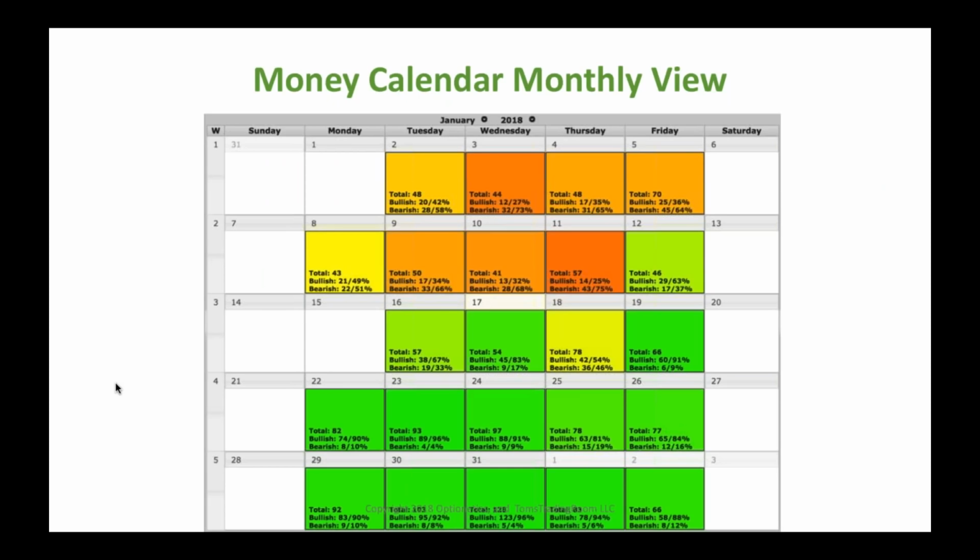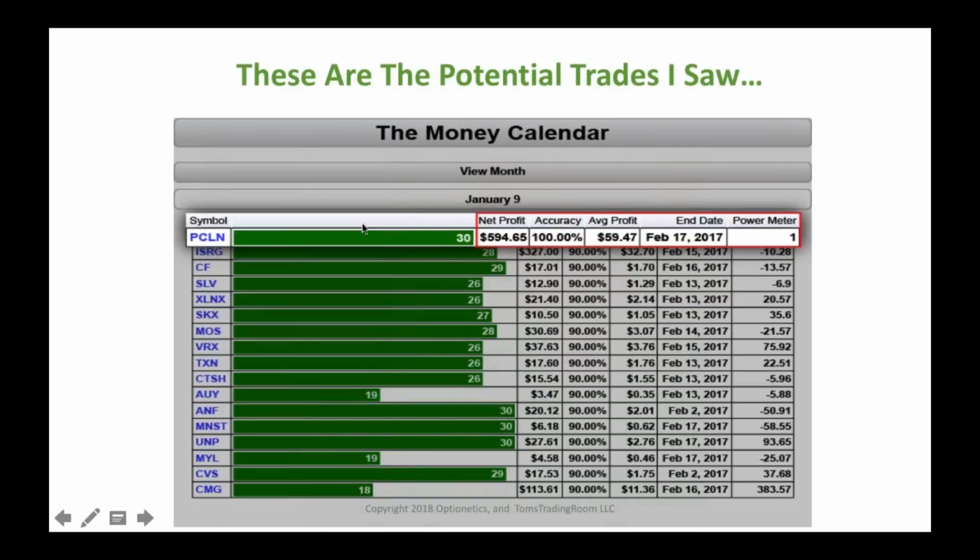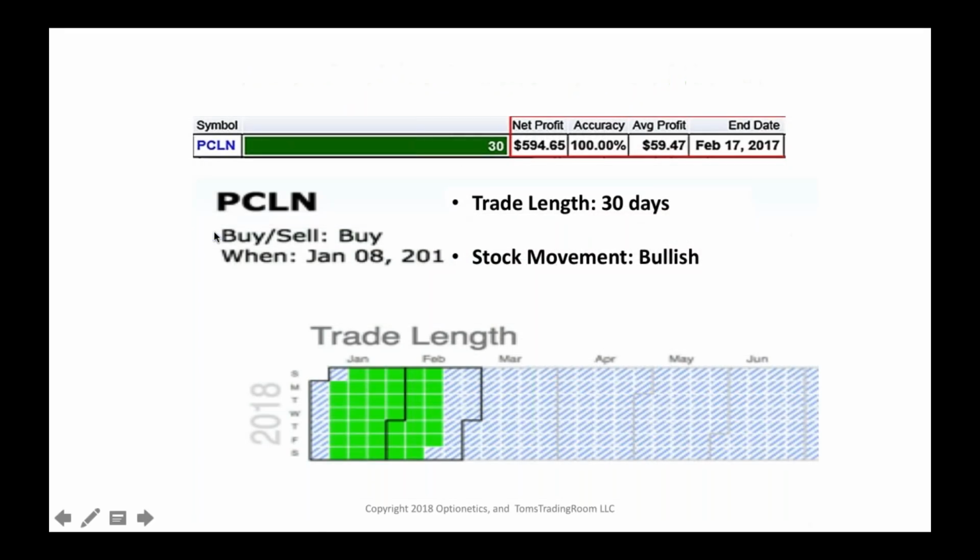But the monthly view looks like this. It looks just like a calendar, and I can go in and click any day, and then I can actually bring up a set of stocks that are potentially bullish and bearish going forward. From there, I'll pinpoint a stock, and I'll click on it, and it'll give me some more information, and that information will tell me whether it's bullish or bearish. If it's green, it's bullish. If it's red, it's bearish. And how long the trade is going to last.